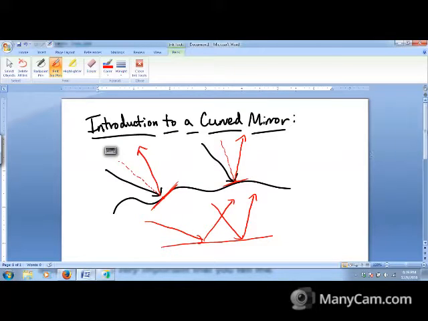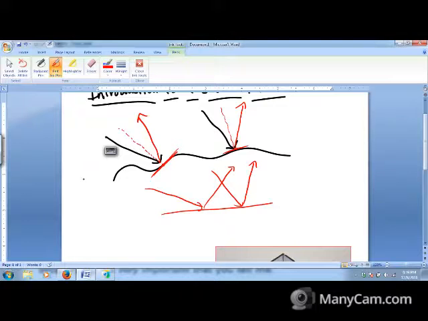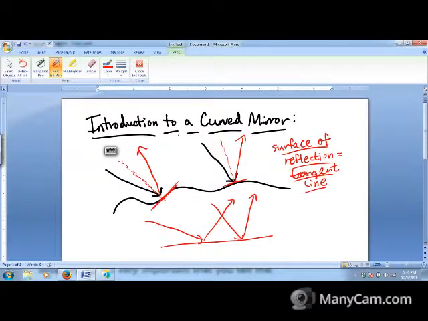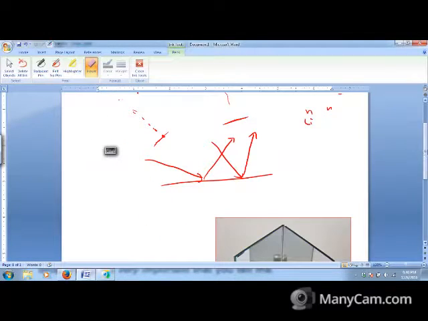And they actually reflect at unpredictable angles because this surface of reflection, also known as the tangent line, is going to produce a different normal. So we'll make a note of that right here. The surface of reflection, aka the tangent line, is going to be producing a normal line that's perpendicular, that's going to give you a different angle of reflection. Now, this plays into our little discussion of what a curved mirror is going to do.